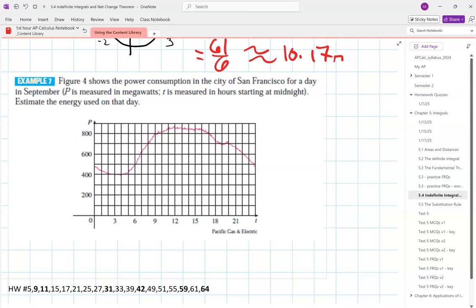So this last example: figure 4 shows the power consumption in the city of San Francisco for a day in September. P is measured in megawatts, t is measured in hours. Starting at midnight, estimate the energy usage for that day. What would I want to do here?